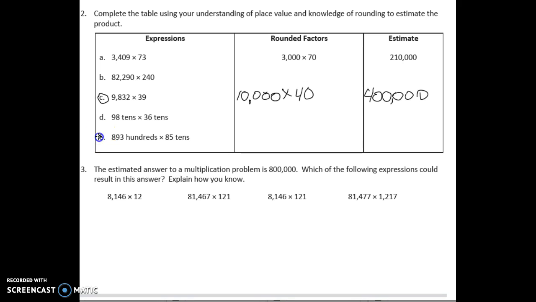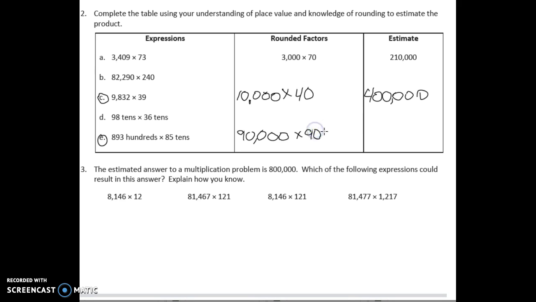Let's go ahead and go on to E. That one's even harder. 893 hundredths. So if you have, that's going to be 900 hundredths. So let's put in our hundredths in this case. 900 hundredths is 90,000. And we're going to multiply by 84 or 85. That's going to become a 90, isn't it?